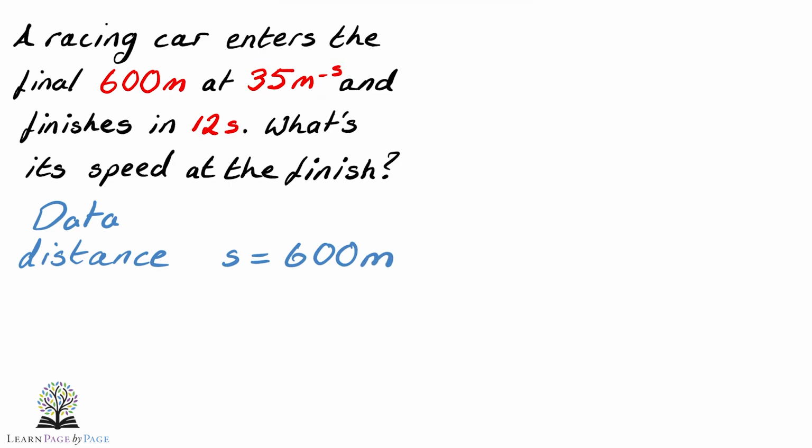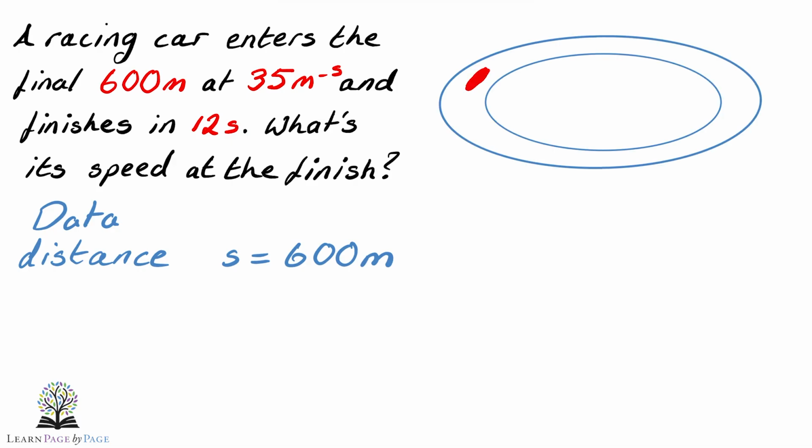Our next bit of data is this here. Now, if we reread the question, a racing car enters the final 600 meters at 35 meters per second. So if we assume that we have a racing lap, that'll do. And there's our car, that's the red here, and that's coming round the corner. And as it gets to the final straight, that's where it's going at a speed of 35 meters per second. So that would be here. And then it's going to finish in 12 seconds.